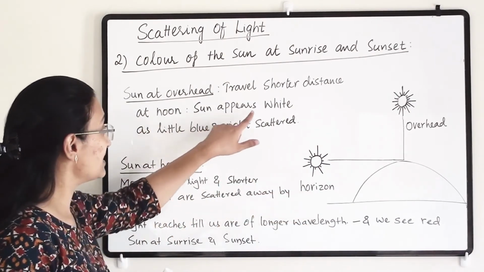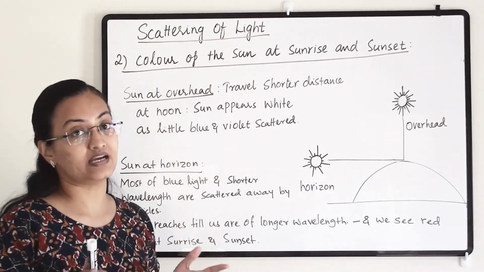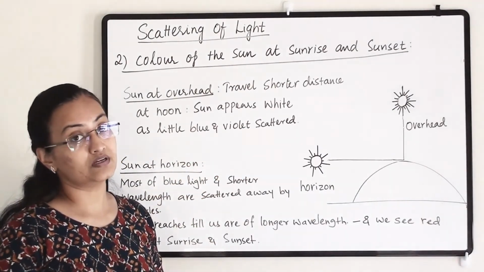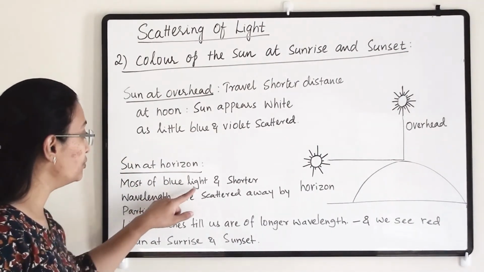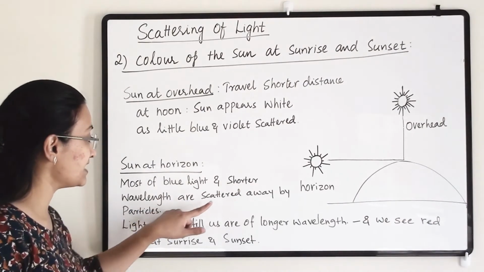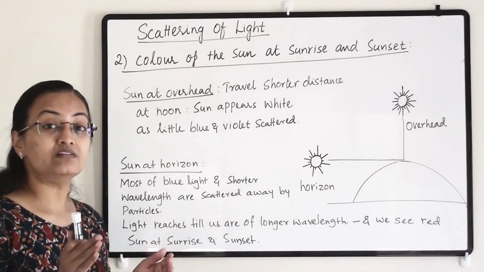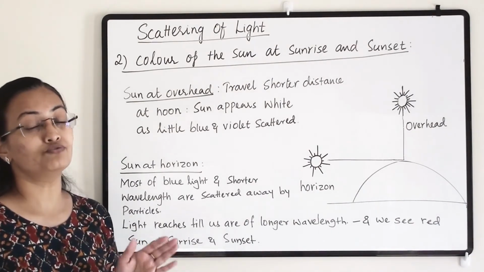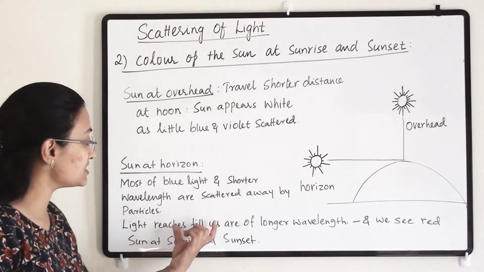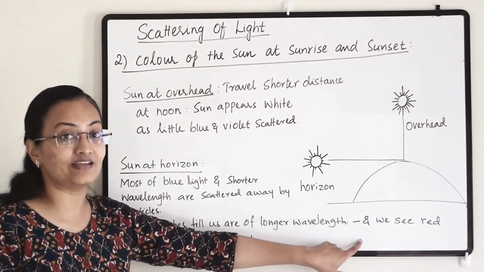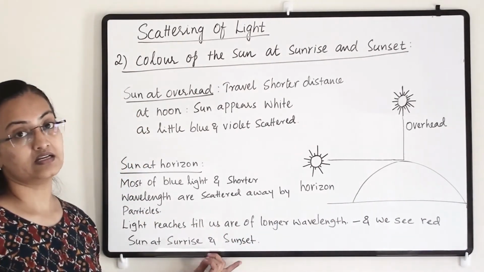At noon, the sun appears white because only a little blue and violet light will scatter away and it will appear as white. Whereas when the sun is at the horizon, most of the blue light and the shorter wavelength light is scattered away by the particles, and the light that reaches us is only of longer wavelength. Longer wavelength light is red color, so the light that reaches us is of longer wavelength and that is red. So that's why we see a red sun at sunrise and sunset.